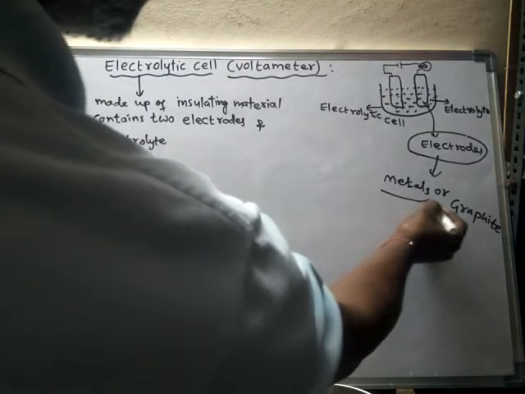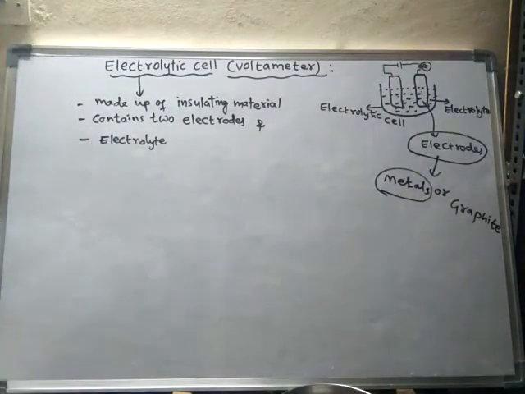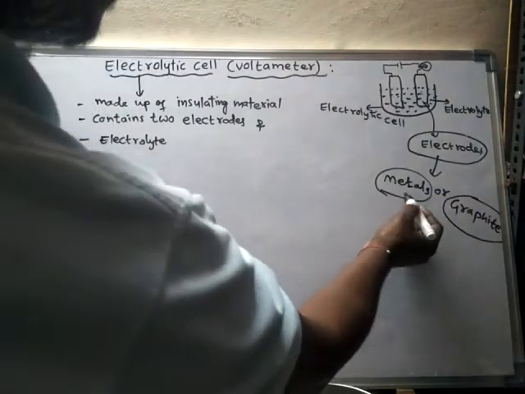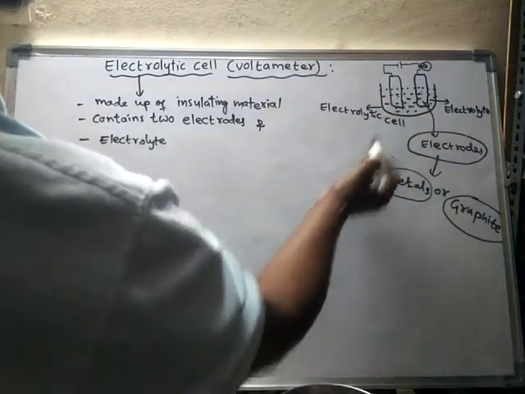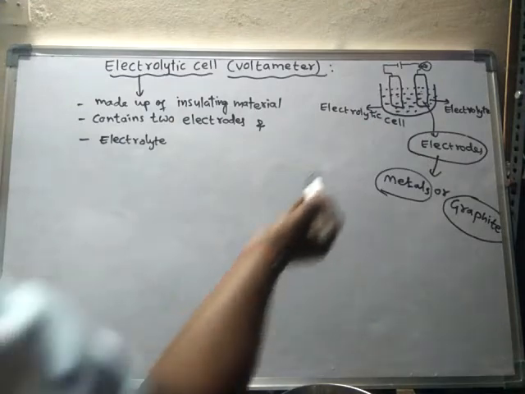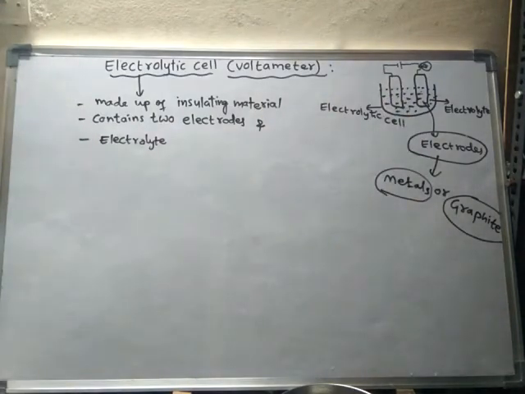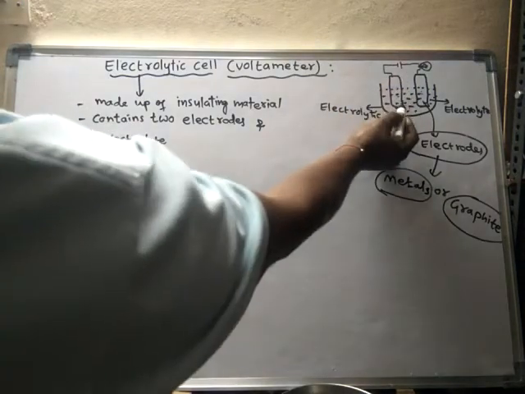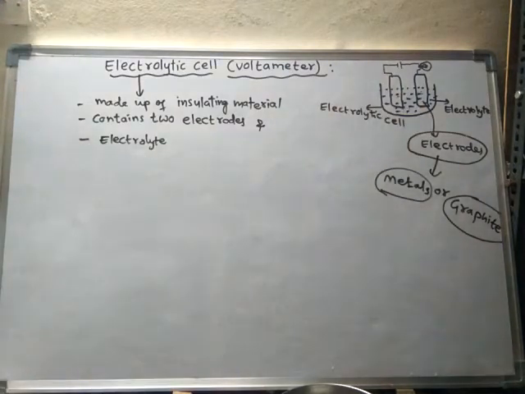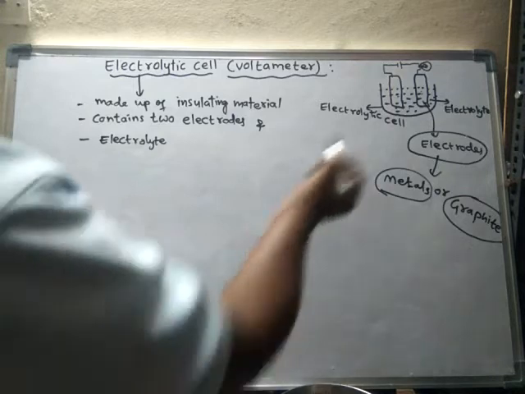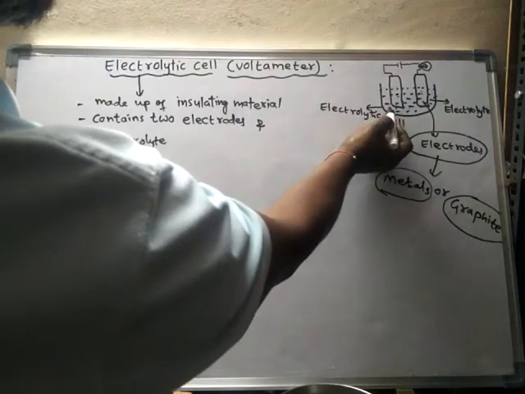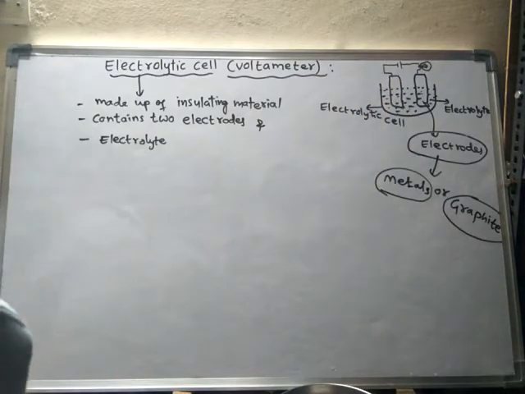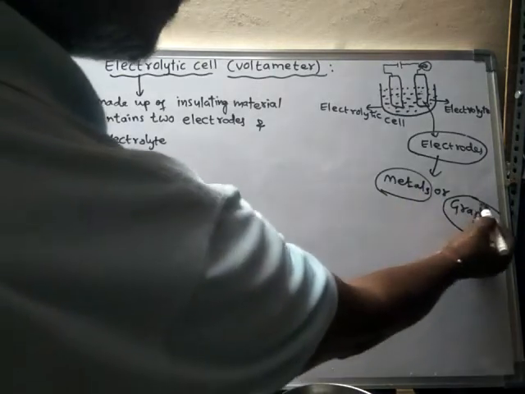Normally, metal electrodes are used, but sometimes graphite electrodes are also used. During the electrolysis reaction, what happens? Certain chemicals or substances are produced at the electrodes. The substances newly formed at the electrodes, if the electrodes are made up of metals, may chemically react with the metal electrodes. So in those cases, instead of metal electrodes, we use graphite electrodes.